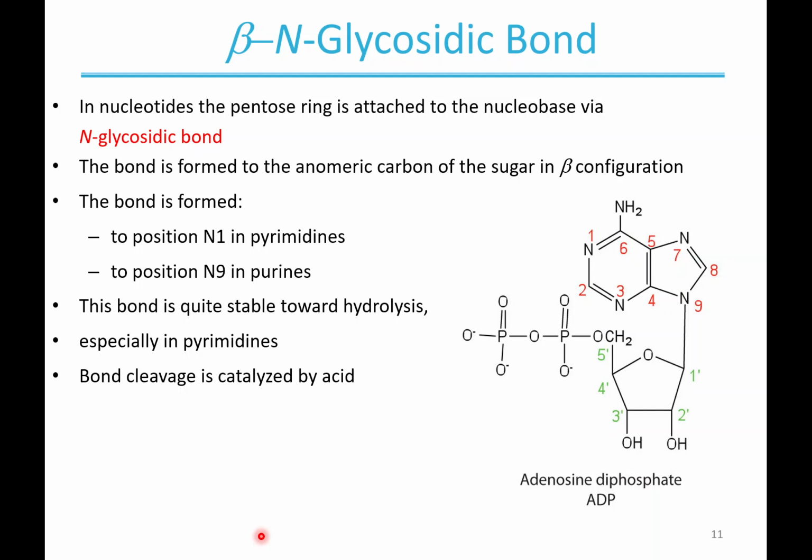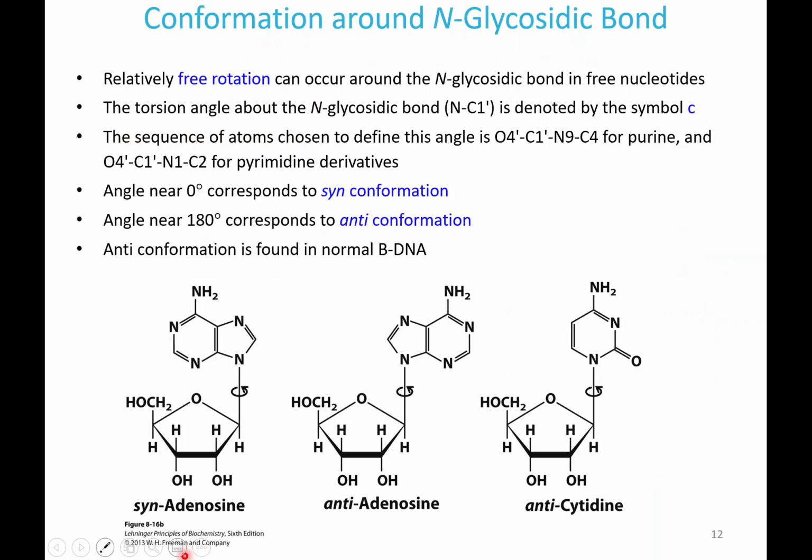This bond is really pretty stable. It can be cleaved by an acid treatment, but in general, that bond between the ribose and the nitrogenous base is really stable. The same can't really be said for the phosphate groups, especially if you have a triphosphate. So the conformation around this bond can freely rotate. So the nitrogenous base can kind of be swinging around, rotating.